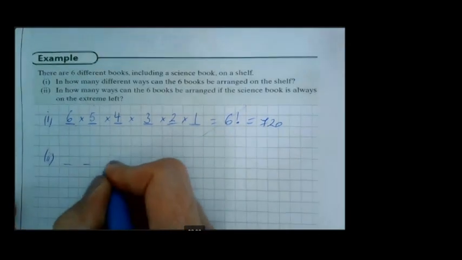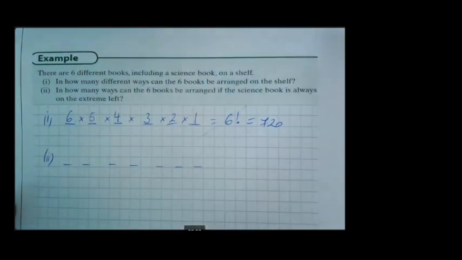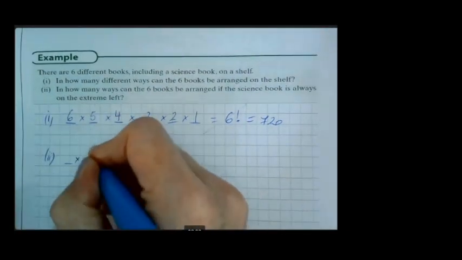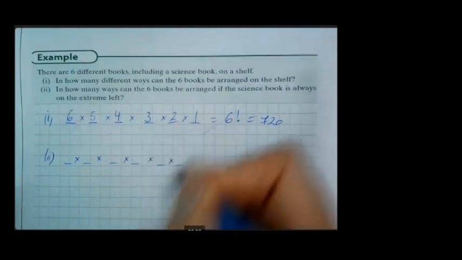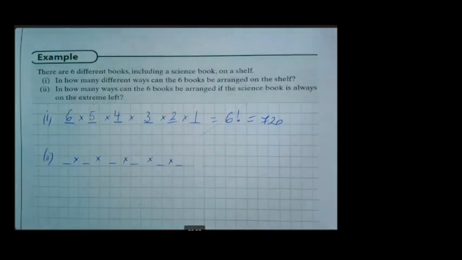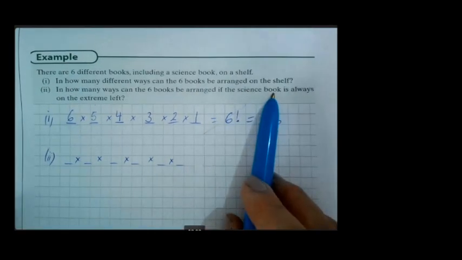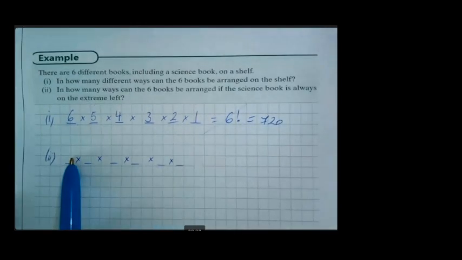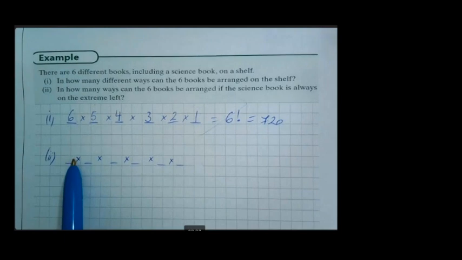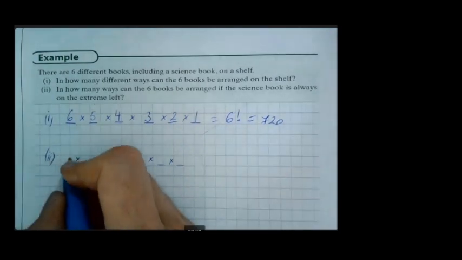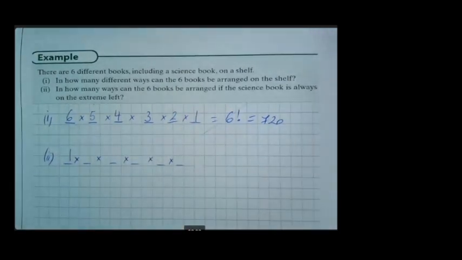Okay, so I'm going to set myself up with my positions. And of course, I'm always multiplying my options. And now I need to consider how many options I have for each position. Now, this is my extreme left. And since I now know that the science book always goes there, I don't really have any options for that position, because I know the science book needs to go in there, which means I don't have more than one option. I've only got one option for that position on the extreme left.